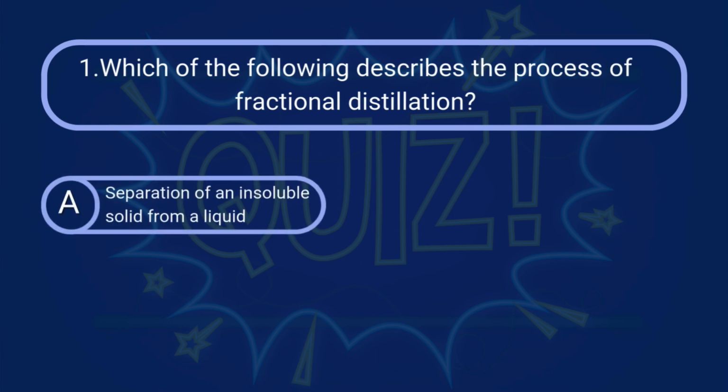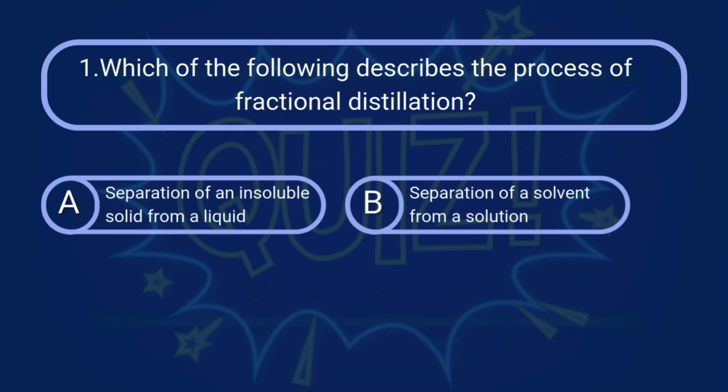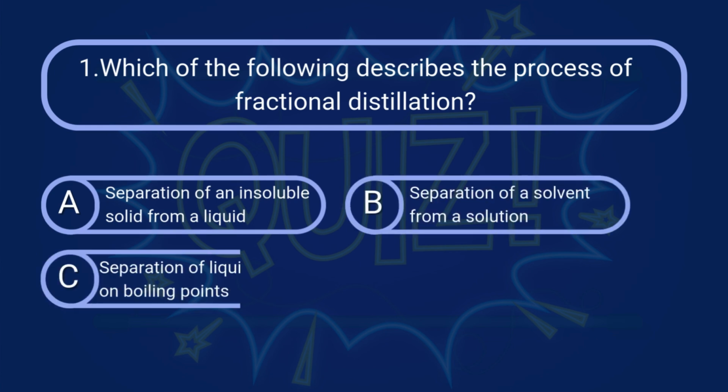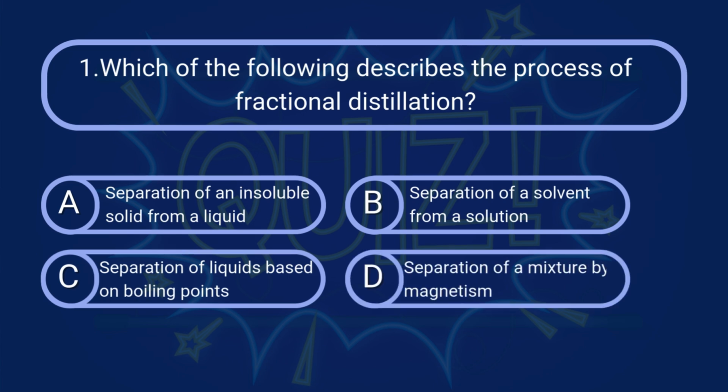Separation of an insoluble solid from a liquid. Separation of a solvent from a solution. Separation of liquids based on different boiling points. Separation of a mixture by magnetism. Let's think and try to solve it. The correct option is separation of liquids based on different boiling points. Let's move to next one.